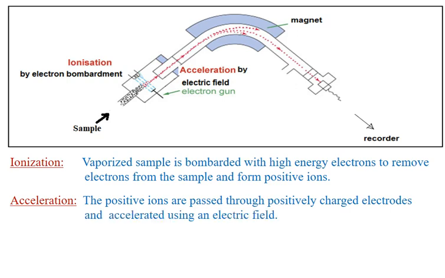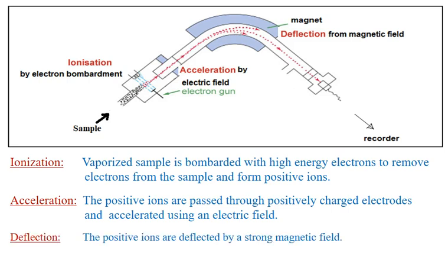The positive ions are passed through positively charged electrodes, which generate an electric field, and this causes acceleration of the ions. So the ions move faster. Then they go into a magnet. So this magnetic field causes deflection of the ions. So the ions change their path. So the next thing that happens is deflection.